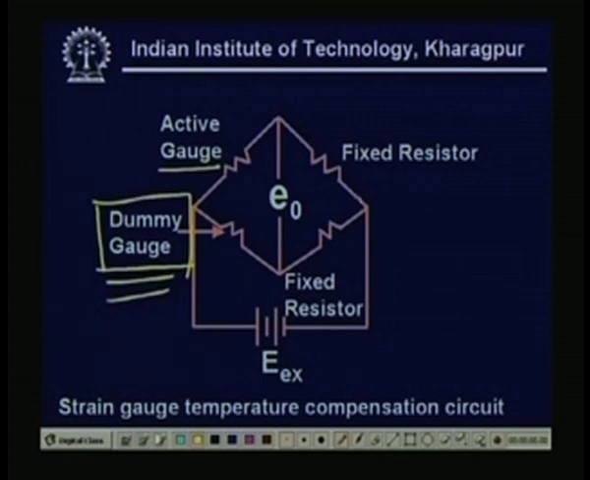So, always we will measure this change of resistance by a Wheatstone bridge. Now, there are two types of measurement. In one case I will use a balanced bridge, in the other case we will use the unbalanced bridge. Now, we will first consider the balanced bridge.